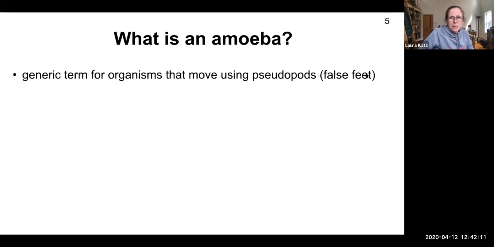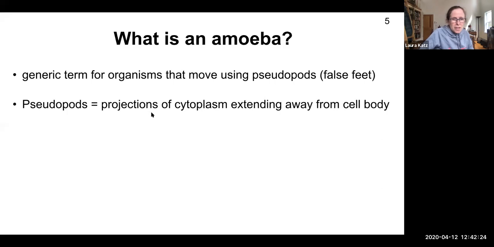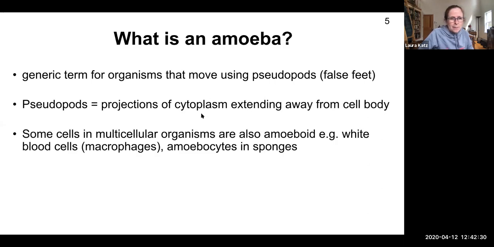What is an amoeba? Well, amoeba is a generic term for an organism that lacks flagella, although they can have flagella sometimes, but they have pseudopods or false feet. These pseudopods are projections of cytoplasm that extend away from the cell body, and I'll show you that there are many different kinds of pseudopods. And not only are there amoeboid lineages, but some cells in multicelled organisms, like our own white blood cells and amoebocytes in sponges, are also amoeboid.